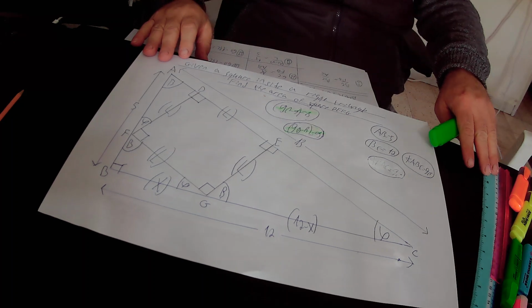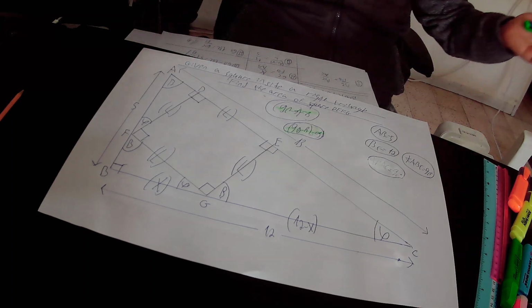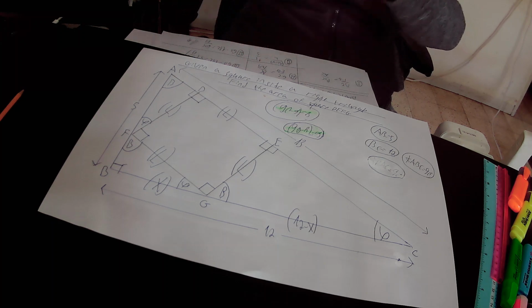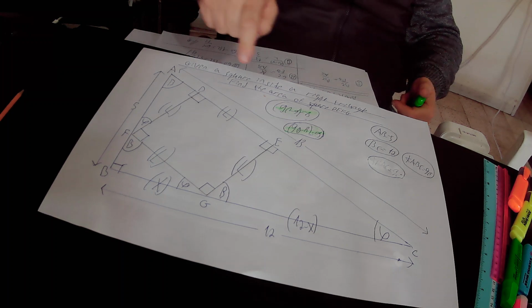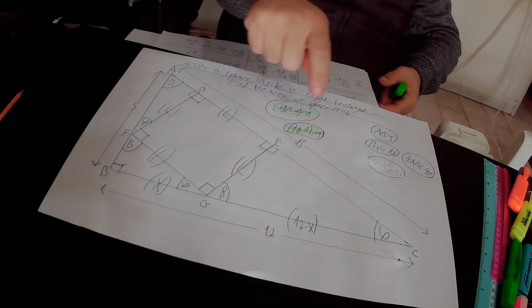So first of all, we implemented the Pythagoras theorem in the right triangle ABC. According to the Pythagoras theorem, in any right triangle, the square of the hypotenuse equals the sum of the squares of the perpendicular sides. In the right triangle ABC, it means that AC squared equals AB squared plus BC squared.